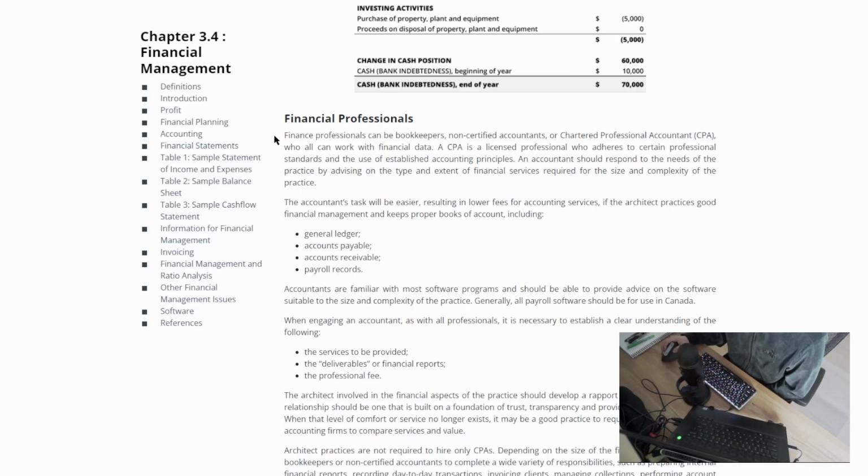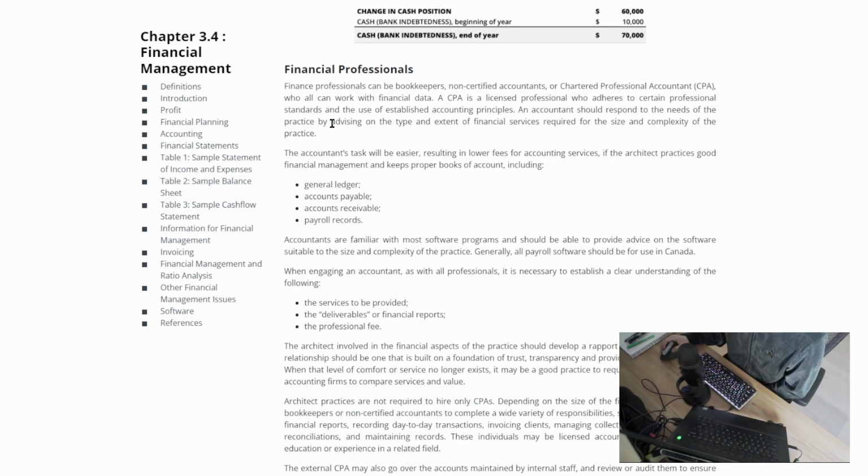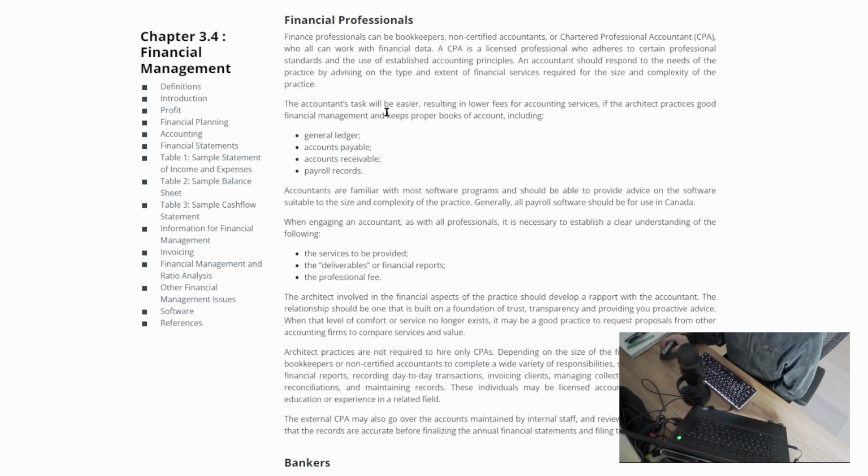Dive a little deeper. Okay, financial professionals. Finance professionals can be bookkeepers, non-certified accountants, or chartered professional accountants, CPA, who all can work with financial data. A CPA is a licensed professional who adheres to certain professional standards and the use of established accounting principles. An accountant should respond to the needs of the practice by advising on the type and extent of financial services required for the size and complexity of the practice.